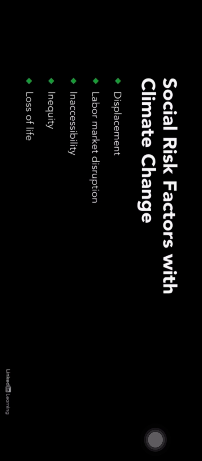In addition to the physical climate risk that we covered in the earlier videos, such as weather-related disasters, there are also social risks associated with climate change that require adaptation efforts. Social risk factors include social shocks and stressors, such as household vulnerability to poverty, hunger, disease, mortality, displacement, labor market disruptions, building inaccessibility, inequity, and loss of life during catastrophic events.